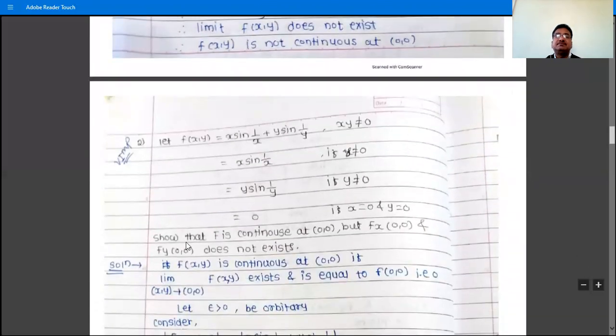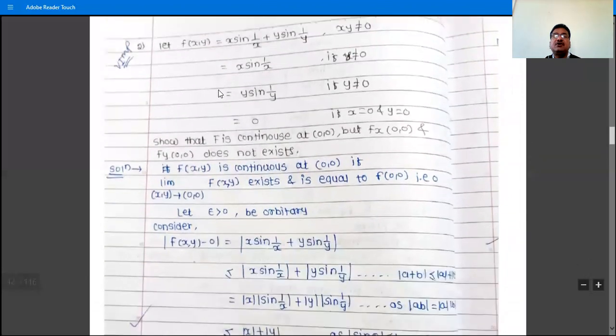Similar example: the definition of the function f(x, y) is this. This is the definition given in 4 parts. Use this first definition if x is not equal to 0 and y is not equal to 0, and use this last definition if both are 0. So that f is continuous at (0, 0), but f_x(0, 0) and f_y(0, 0) do not exist.